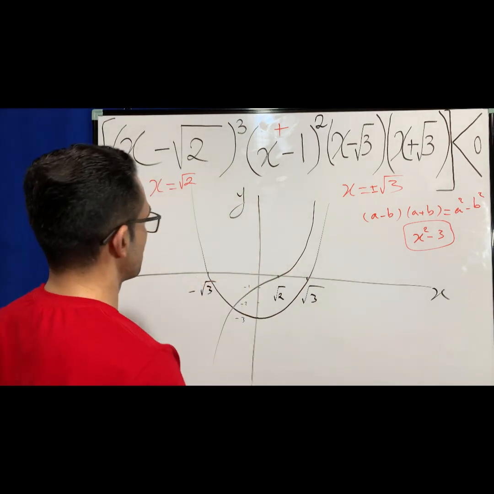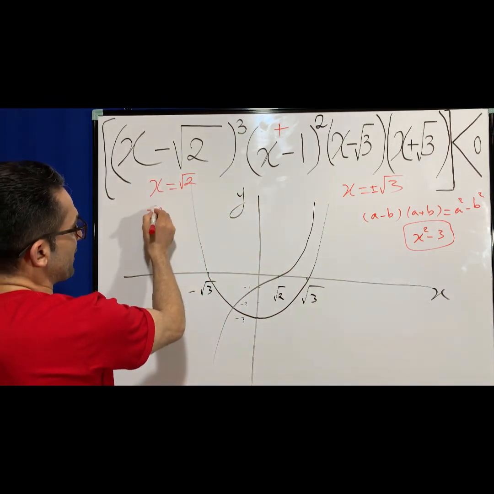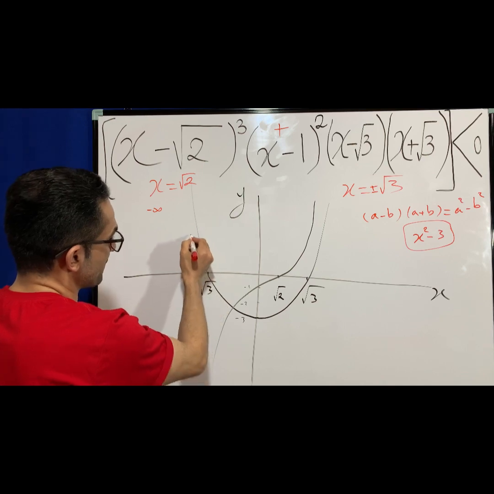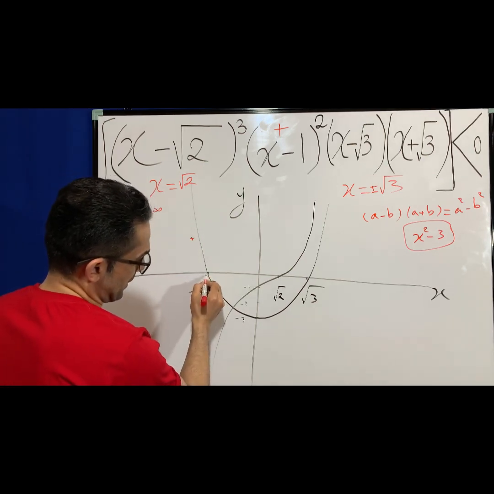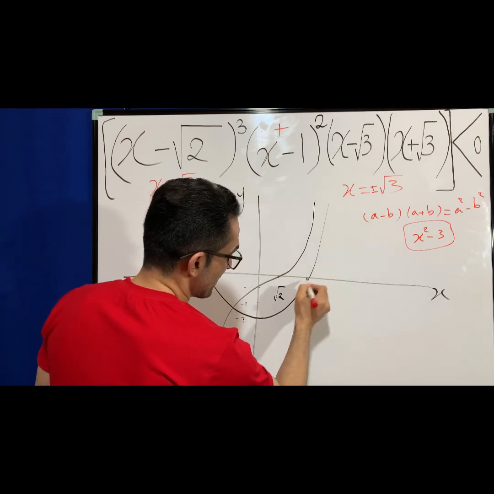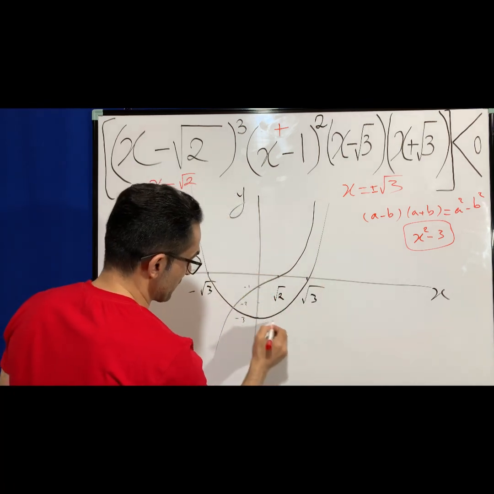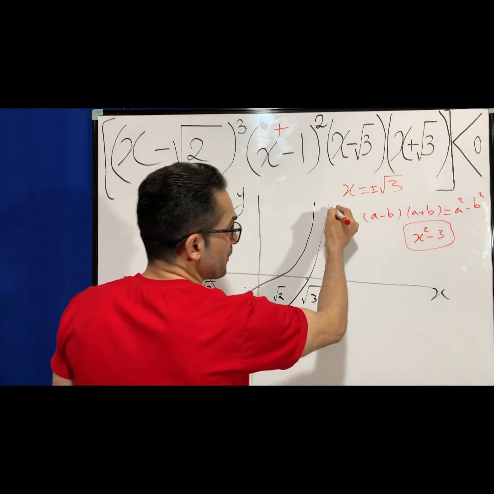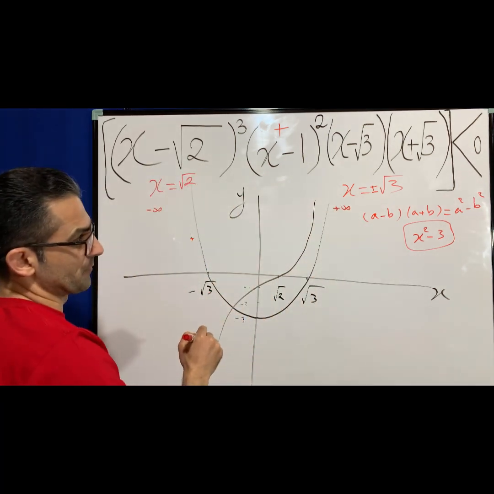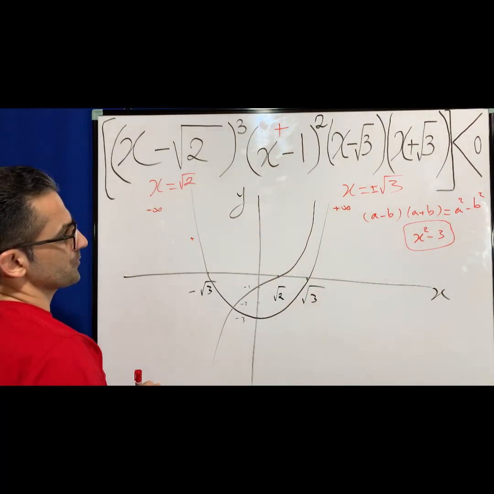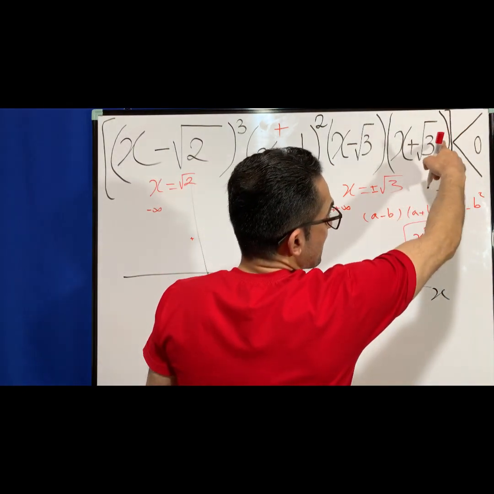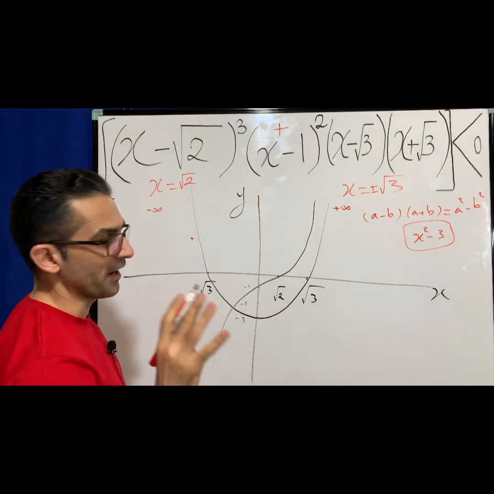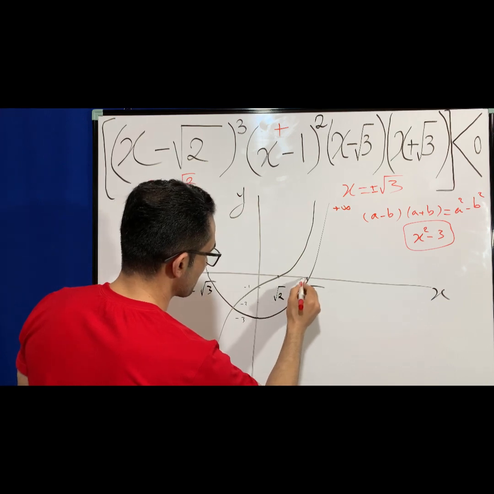Now let me analyze the graphs. Okay? From negative infinity to negative square root of 3, the graph is positive. From negative square root of 3 to the square root of 3, I have negative values, okay? This part. And from the square root of 3 to infinity, I have positive value of y. But if you check the sign, I need less than 0. I mean negative values of y or negative y values. So this graph, I need this part.